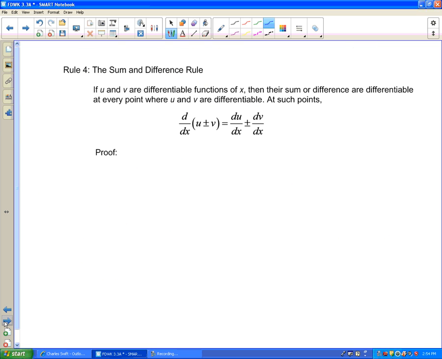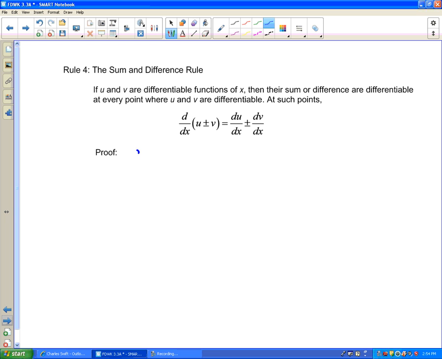And our last rule for today, the sum and difference rule. If u and v are differentiable functions of x, then the sum or difference are differentiable at every point where u and v are differentiable. At such points, the derivative of u plus or minus v is equal to the derivative of u plus or minus the derivative of v.